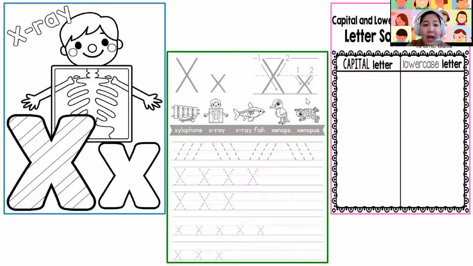Now let's see what we have here. Oh, it's time for us to work. So you have to color your X is for X-ray. You have to trace your lines, trace capital and lowercase letter X, and do not forget you also have to write. And for the last worksheet on the screen, you have to sort your capital and your lowercase letter X. You can pause the video now so you can start working. But do not forget you have to trace your name first. Trace your name before you start working so you do not forget.